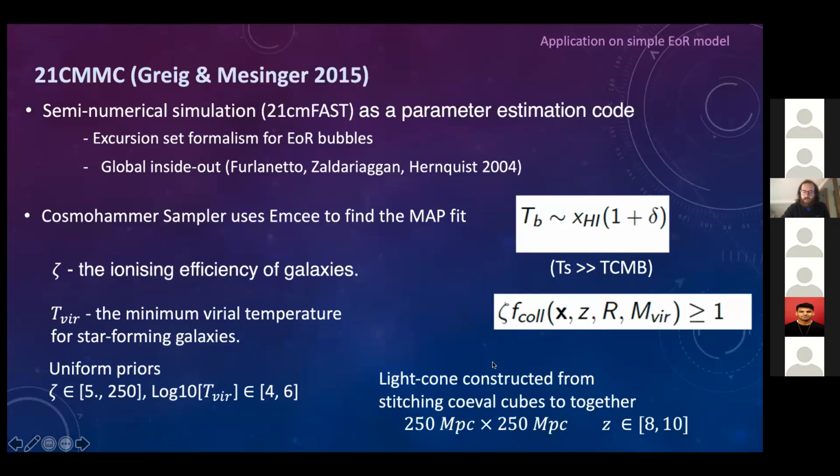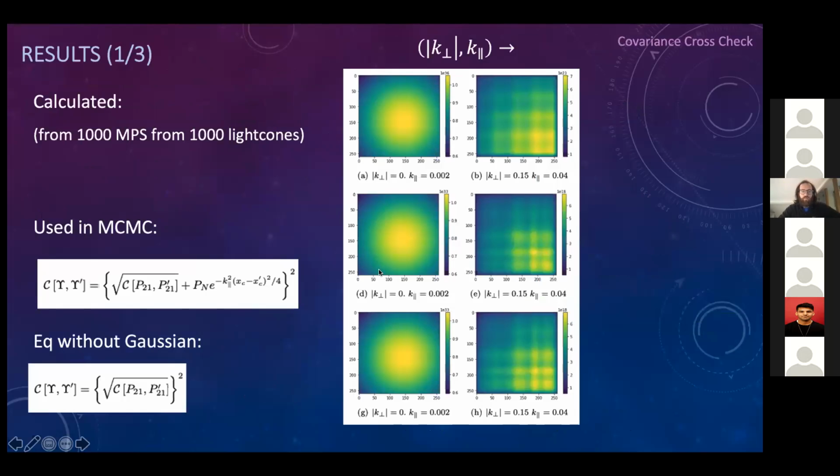And note that the light cone structure here is created by stitching coeval cubes together. So when modes extend beyond the size of these boxes, the properties are wrapped towards the edge. So the first result I've looked at is trying to cross-check the covariance equation that I showed you earlier.